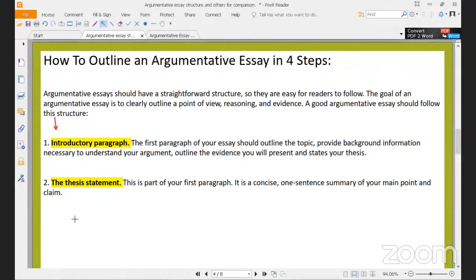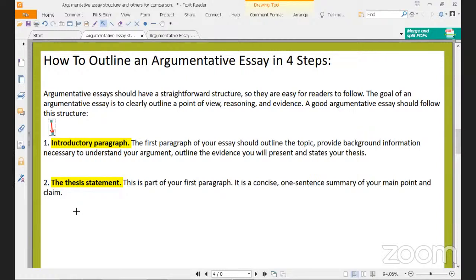Introductory paragraph. In the first paragraph of your essay you should outline the topic, provide background information necessary to understand your argument, outline the evidence you will present, and state your thesis.